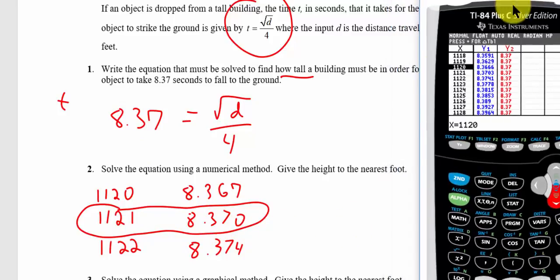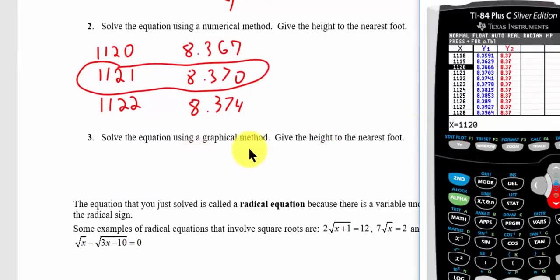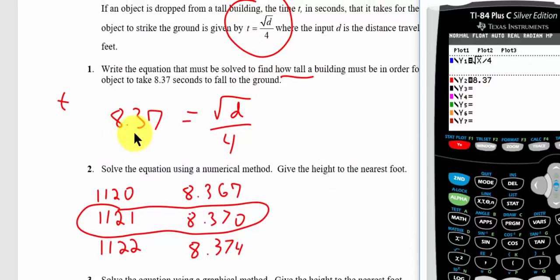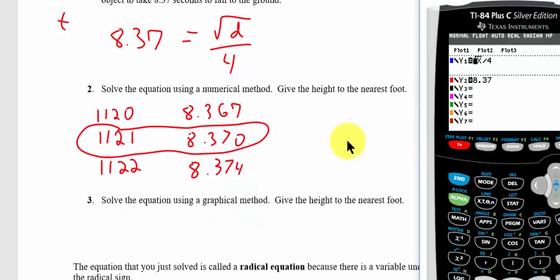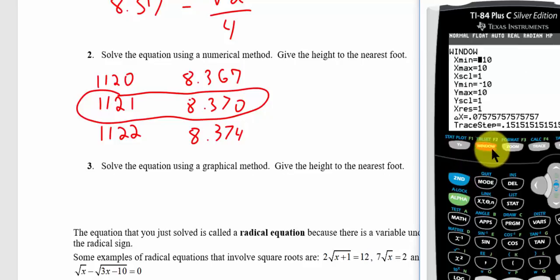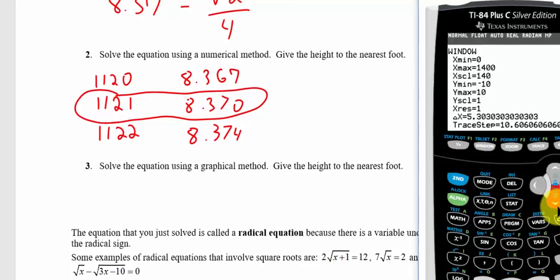Now, it says solve using a graphical method. Well, we've already graphed both sides of our equation. Remember, the original equation was this. So I graphed the left side, the right side, the intersection. So now we need a proper window. So right away, we know that our D is the x-axis, and it's going to go to at least 1,121. So I think we want to press the window key. I'm going to start at 0, and my x max has to be at least as big as 1,121. So I'm going to enter, I don't know, 1,400. And maybe I'll count by 140 to get 10 tick marks.